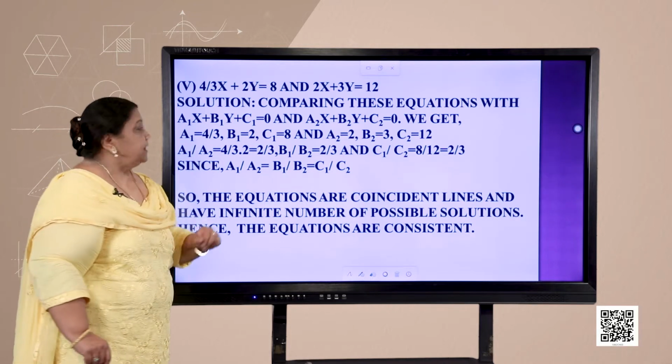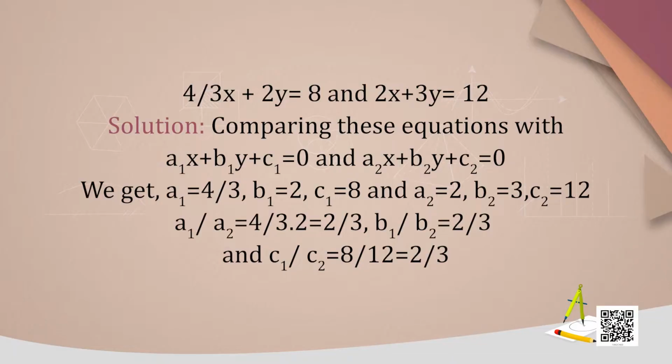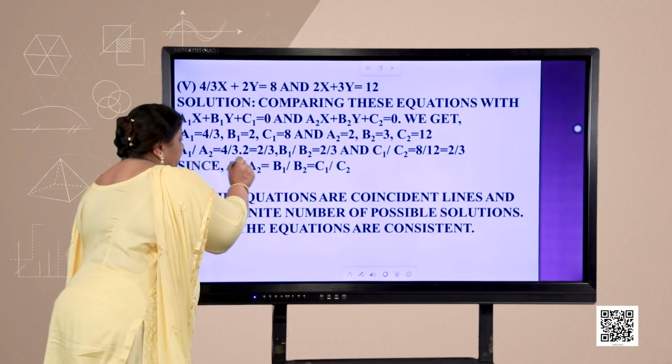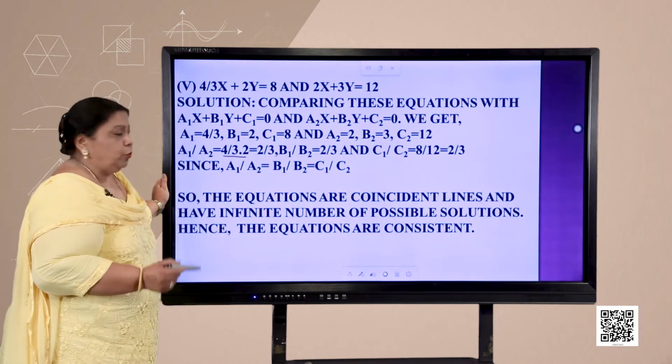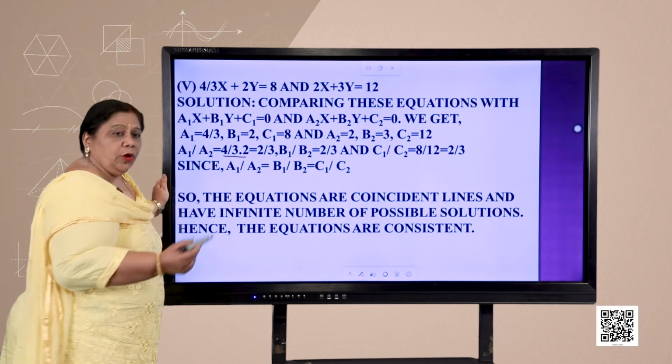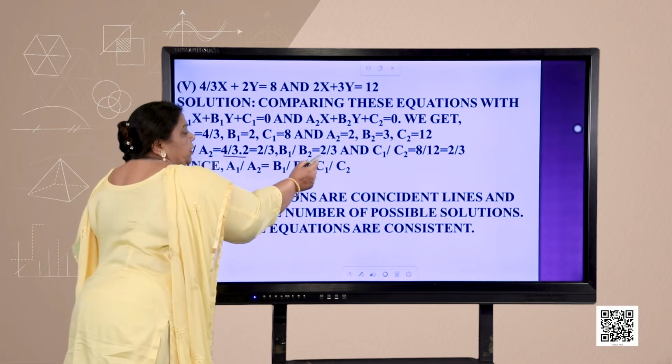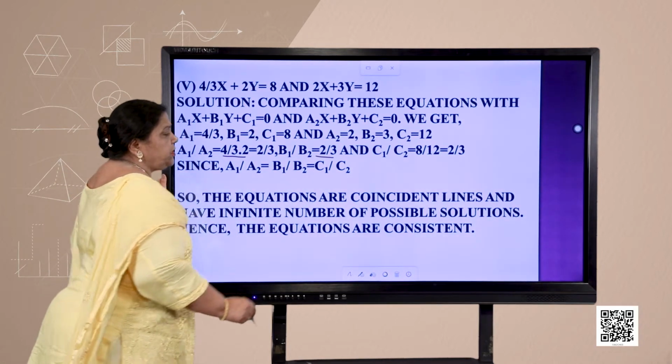4 upon 3 x plus 2y is equal to 8 and 2x plus 3y is equal to 12. On comparing these equations with the general equations, we have a1 is equal to 4 upon 3, b1 is equal to 2, c1 is equal to 8, and a2 is equal to 2, b2 is equal to 3 and c2 is equal to 12. When we take the ratios, we get 4 upon 3 into 2, that is equal to 2 upon 3, and b1 upon b2 is 2 upon 3, and what about c1 upon c2?